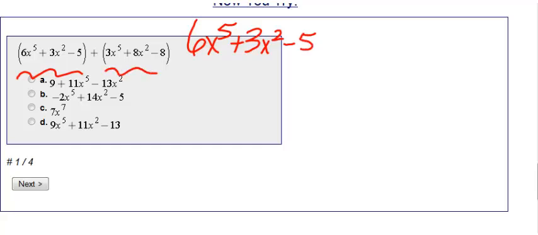Then I look at my second set of parentheses. There's nothing in front of it besides a plus sign, which is like a plus 1. So if I distribute the 1, it does nothing for me. So I'm going to rewrite that without my parentheses.